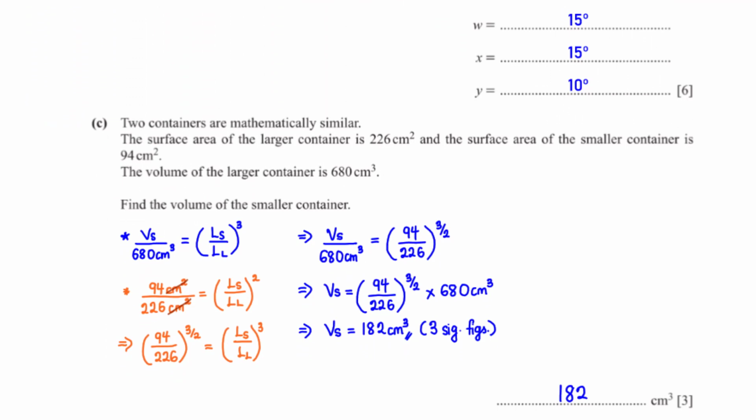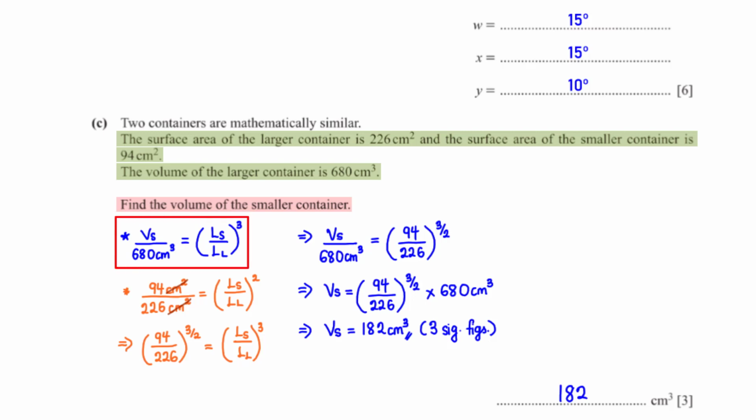Two containers are mathematically similar. The surface area of the larger container is 226 centimeters squared and the surface area of the smaller container is 94 centimeters squared. The volume of the larger container is 680 centimeters cubed. Find the volume of the smaller container.